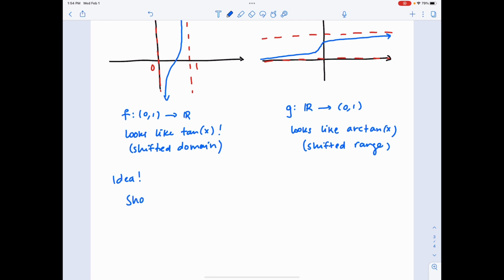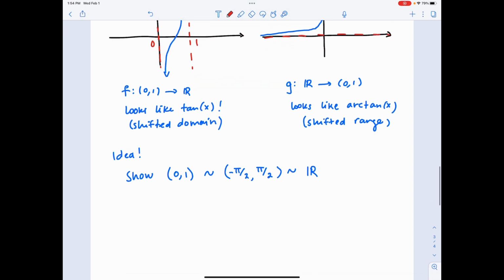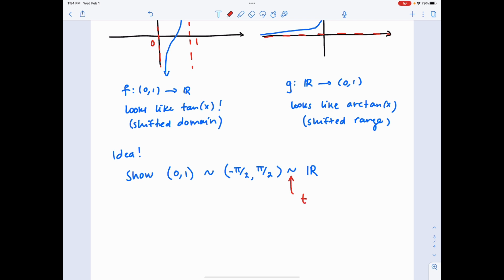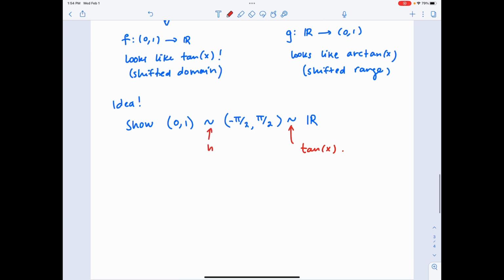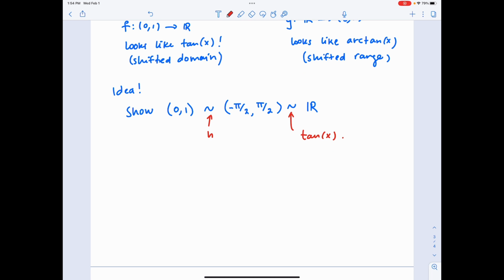Maybe what we can do instead is show that (0, 1) has the same cardinality as the open interval (negative pi over 2, pi over 2), and then show that that has the same cardinality as R. We know that we're going to have a one-to-one function that maps from (negative pi over 2, pi over 2) to R, simply because that's just the tangent function. So what we would like to do is define some other function, h here. And the question is, we want a bijection h from (0, 1) to (negative pi over 2, pi over 2). So we're basically just doing a translation of an open interval to another open interval.